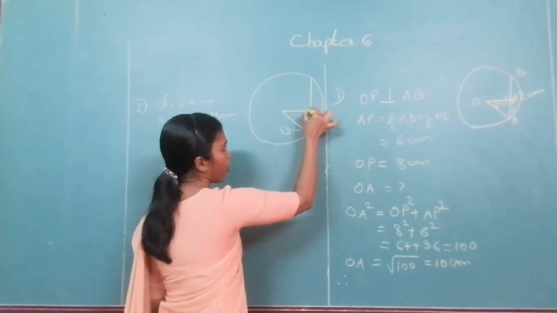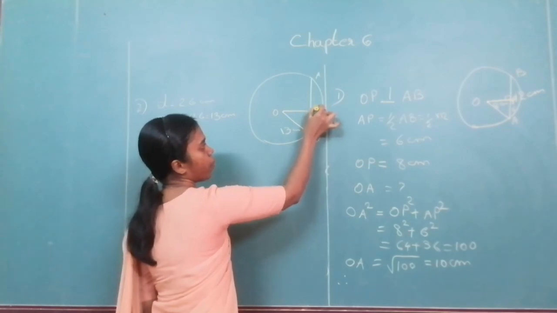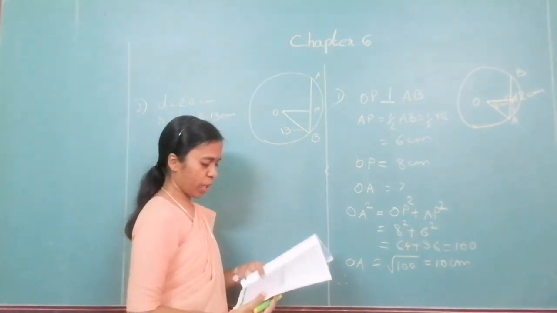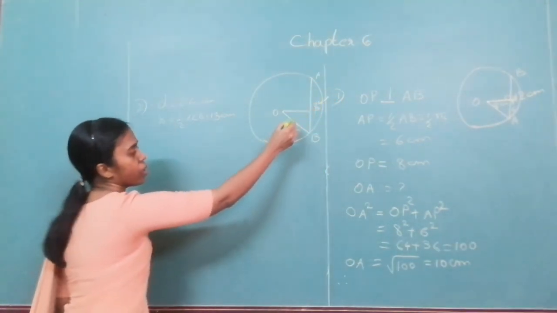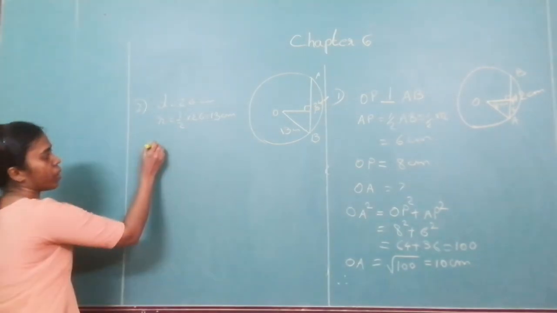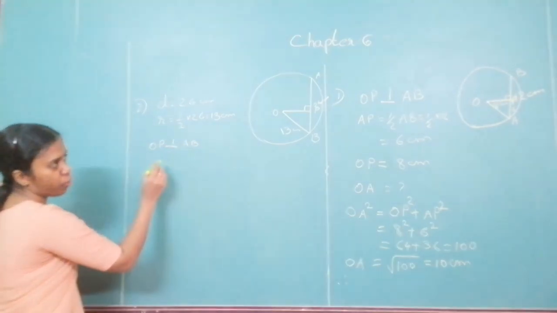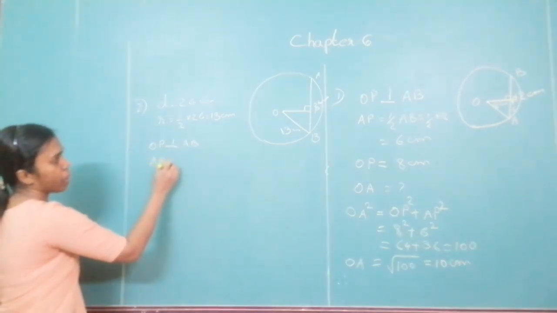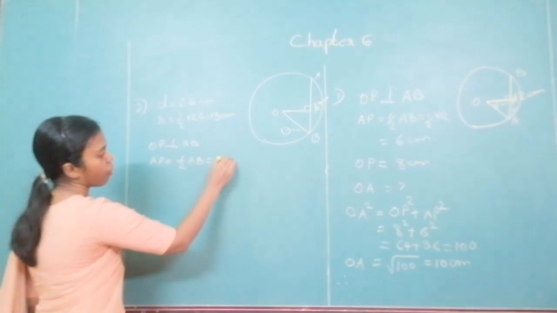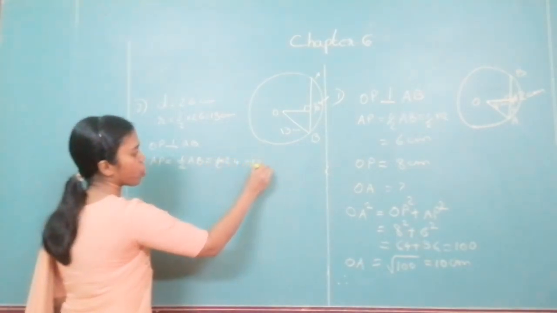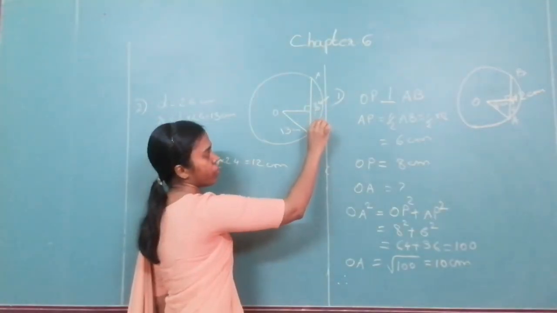Okay, and again you draw a perpendicular. Chord length is given to you. Suppose this is AB, O and P. Chord length is given to you as 24 centimeter. So this is 24 centimeter. Again, this is a perpendicular. So you write over there, OP is perpendicular to AB. Therefore, AP is equal to half of AB, that is equal to half of 24, that is equal to 12 centimeter. Now you are given this, you are given 12 centimeter.